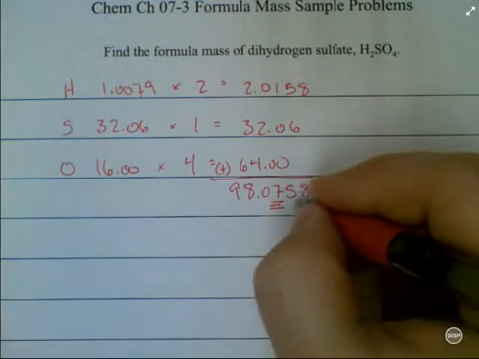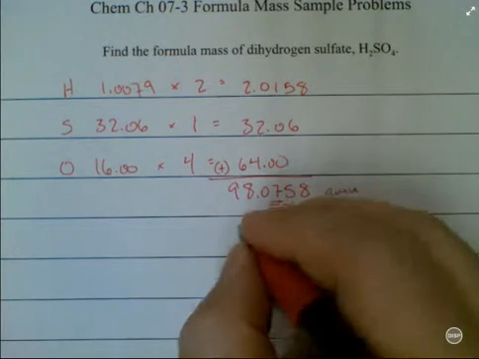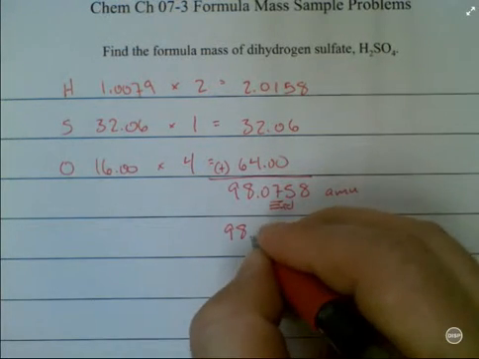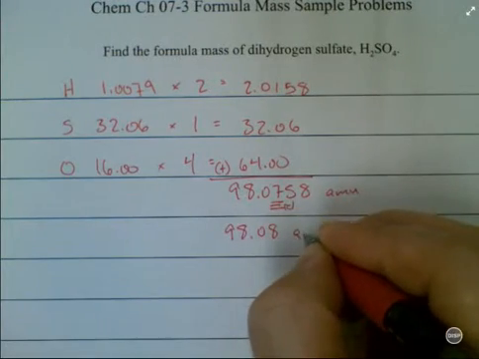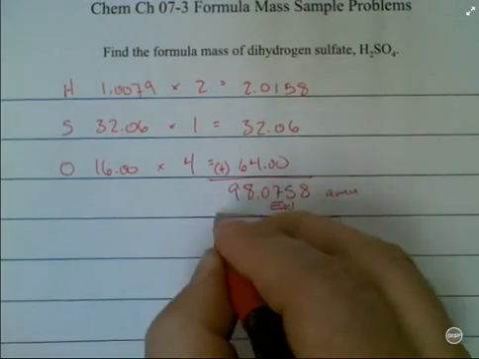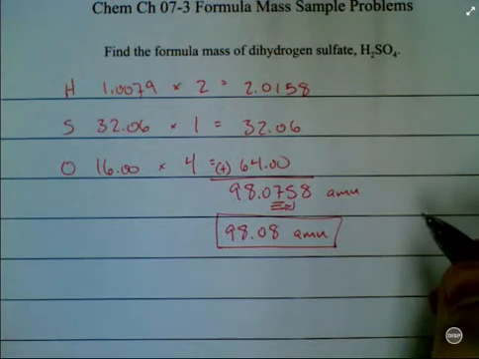And so I'll round to this spot right here. This 5 tells me that I want to round that 7 up. So the answer that I record will actually be 98.08 AMU.